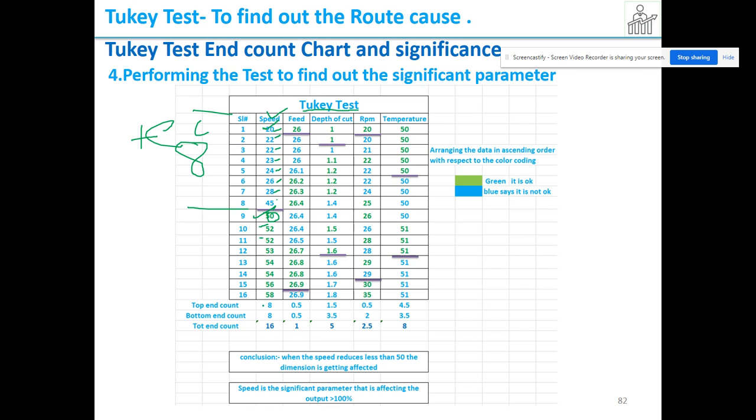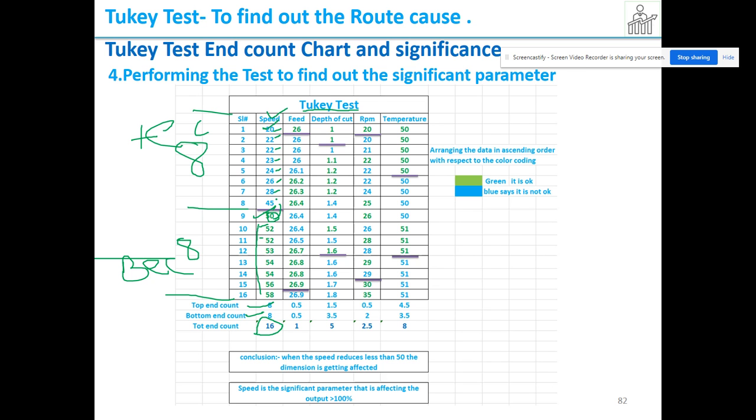When you come to the bottom, it is okay, okay, okay, okay, okay, okay, okay, okay. Continuously it is okay. Now from okay it is jumping to not okay. This is a cutoff. From the bottom also it is 8. The bottom end count is 8. So top end count is 8, bottom end count is 8. The total end count will be 16.